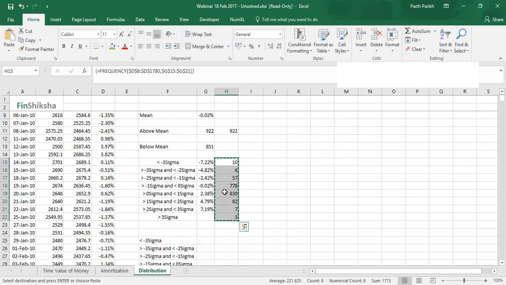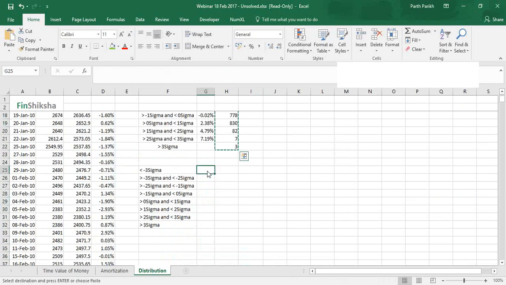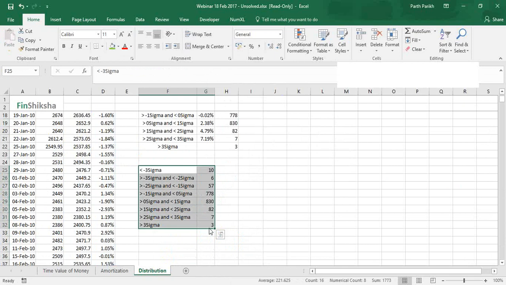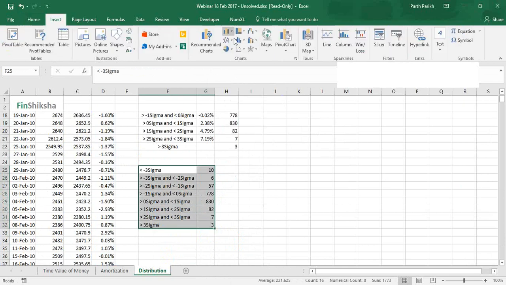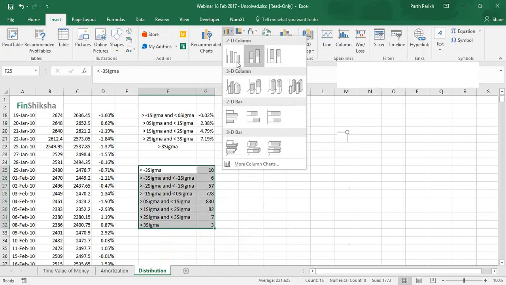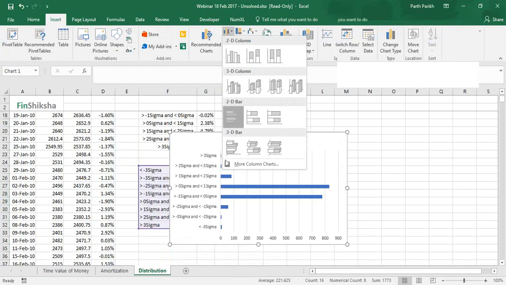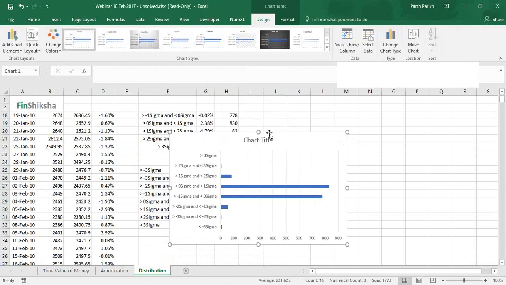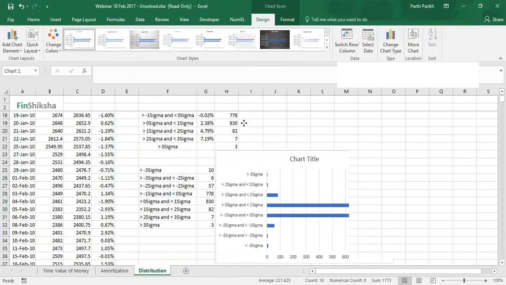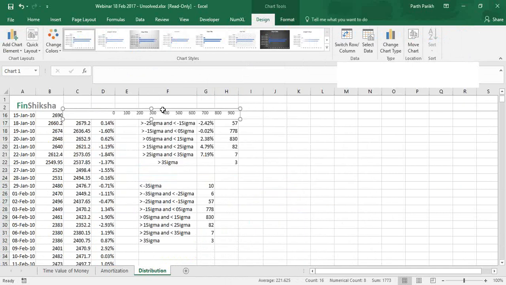I'll simply select all these values, paste them here as special, and if I draw a graph of this, you can see that this looks like a normal distribution, a bell-shaped curve, which appears over here.